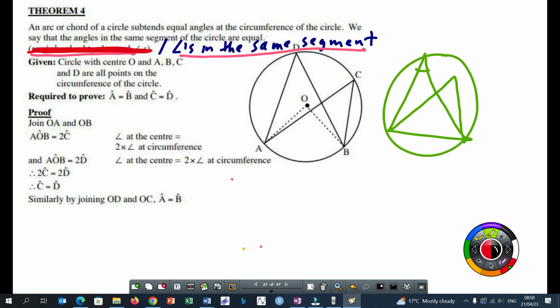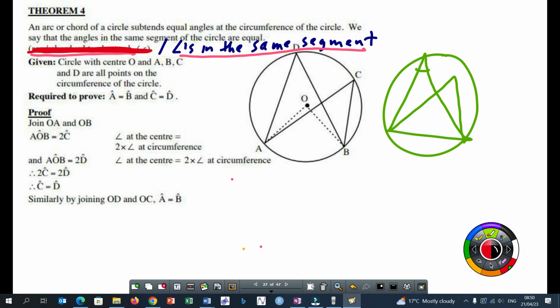Okay, theorem 4, it is a center theorem because it is related to theorem 2. So theorem 2 is like the mother. Theorem 3 and theorem 4, they originate from theorem 2. Okay, so according to theorem 4, an arc or a chord subtends equal angles at the circumference of the circle. Okay, an arc or a chord subtends equal angles at the what?